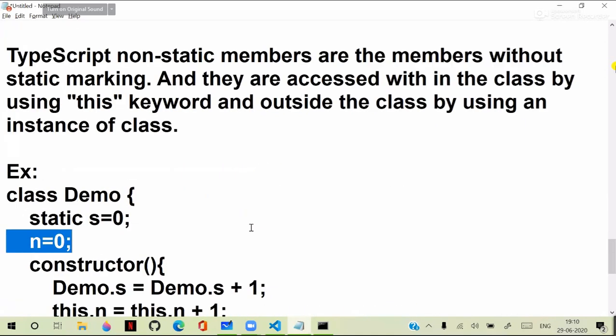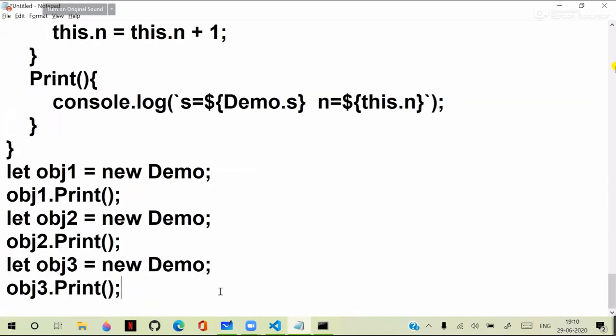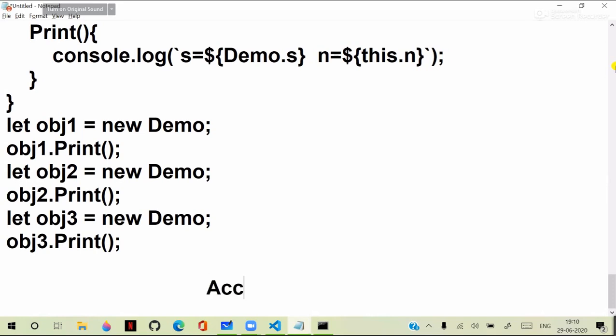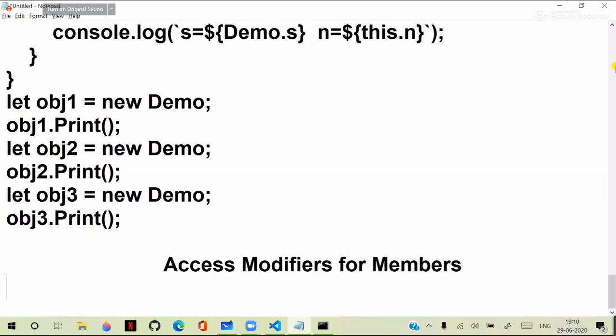Now we need to understand another important point, which is access modifiers for members. That means how we can define access modifiers for members: public, private, protected, and how we can restrict the accessibility of members. Then we can learn about members, constructor, what is accessor, what is property, all these details. We will continue that in tomorrow's session.